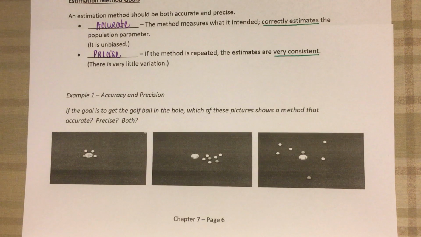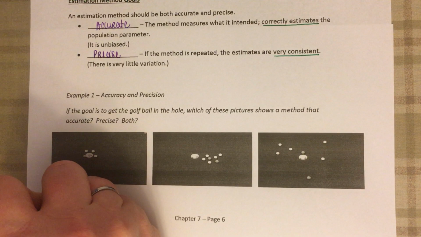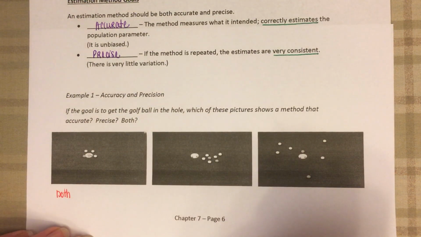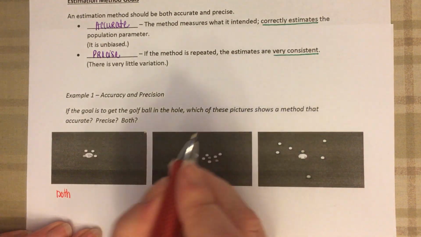All right, so down at the bottom of this page, we have a visual example. Our goal is to get the golf ball in the hole. If we're golfing, that is the ultimate goal. Which of these pictures shows a method that is accurate, precise, or both? If we look at this first one, it is both. Here we see both accuracy and precision.